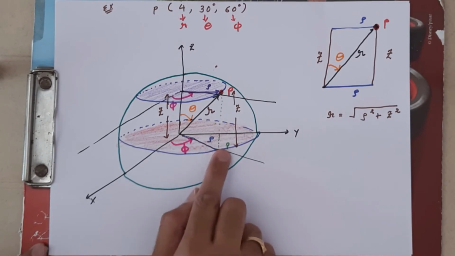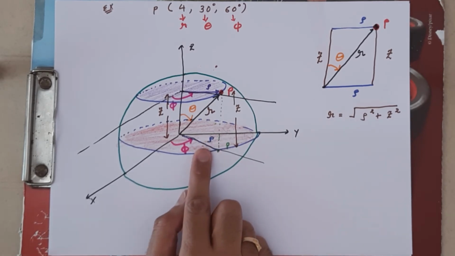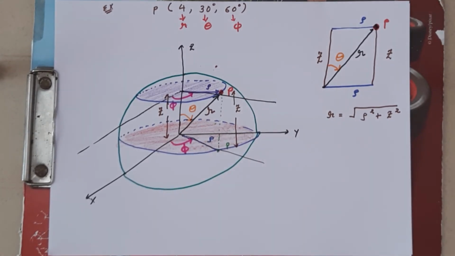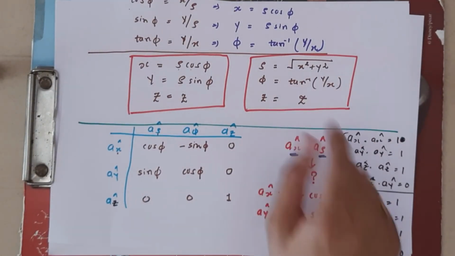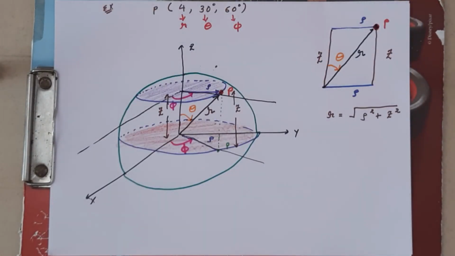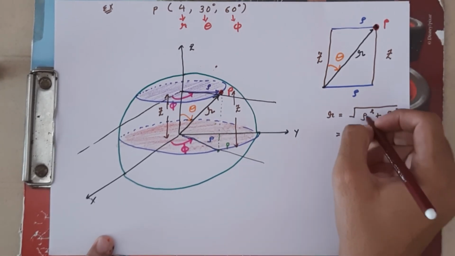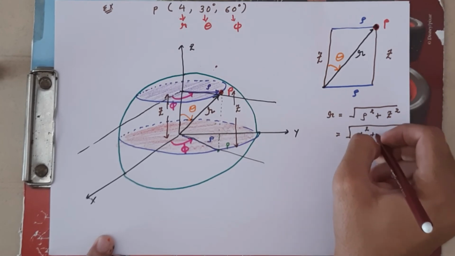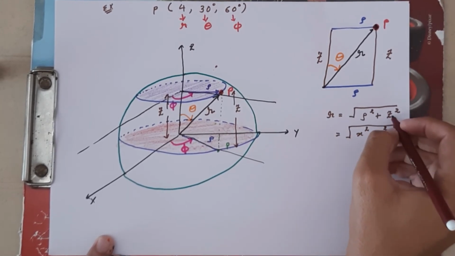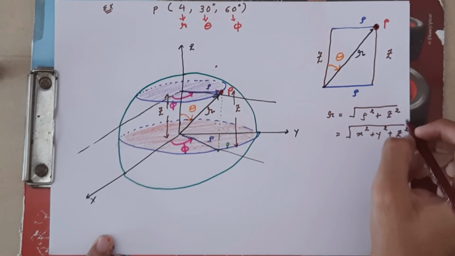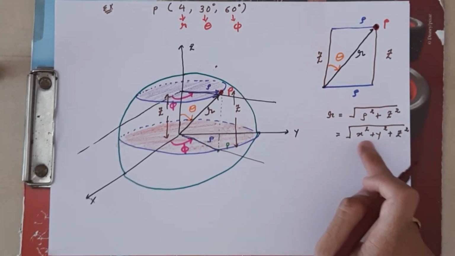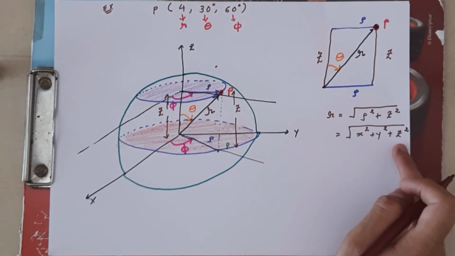So now I have to draw this one, or you can apply the same concept that we have applied in our cylindrical coordinate system. In cylindrical coordinate system, the rho is under root of x square plus y square. So rho square is equal to x square plus y square plus this z square. So what is r? r is under root of x square plus y square plus z square.